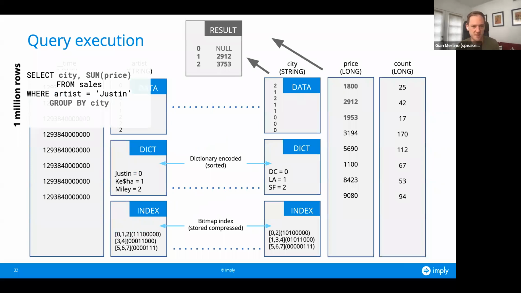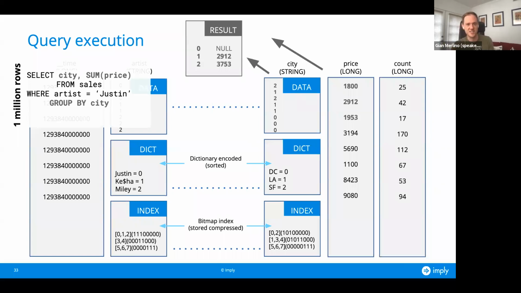At that point, we're done with the artist column. We don't need to read the data section because we got all the info we needed from the dictionary and the index. Then we go to the city and price columns and walk them simultaneously to do the group by, because we're grouping by city and then adding the price. We only look at the first 3 rows because we know from the index of the artist that the first 3 rows are what matches our filter. And so we build a little temporary table you see up here at the top of the screen. 0 is null, 1 is 2912, 2 is 3753. And that's the result of the group by.